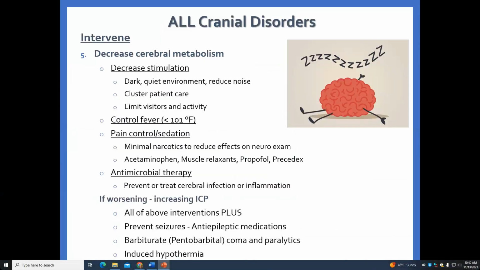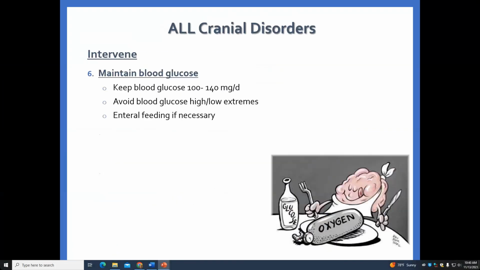They're not following commands. Their GCS is not good. They are wild. You want to sedate them, but you have to make sure that you're doing it appropriately. But that's why they're doing what they're doing, to try and keep the brain quiet. And then, of course, maintaining blood glucoses. We should be doing that on all of our patients, really. So that's kind of a given.